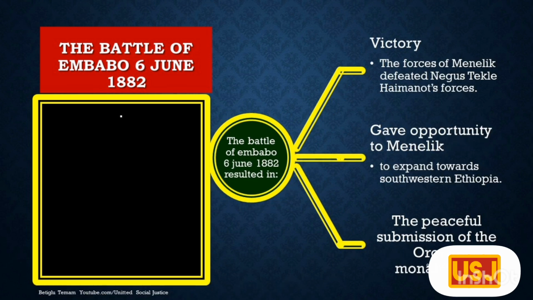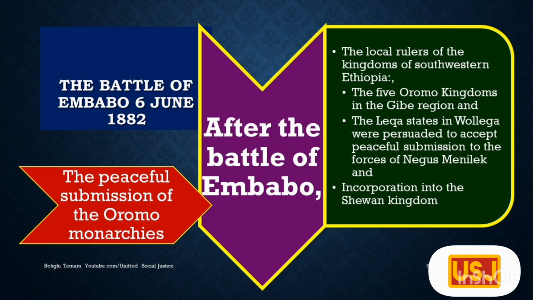The Shawan victory over the forces of Gojjam at the Battle of Embabo gave Negus Menelik the opportunity to expand towards southwestern Ethiopia. After the Battle of Embabo, the local rulers of the kingdoms of southwestern Ethiopia, the 5 Oromo kingdoms in the Gibe region and the Lika states in Wollega, were persuaded to accept peaceful submission to the forces of Negus Menelik and incorporation into the Shawan kingdom.